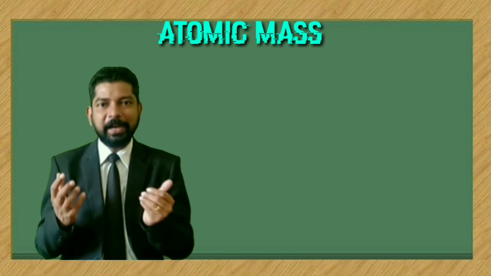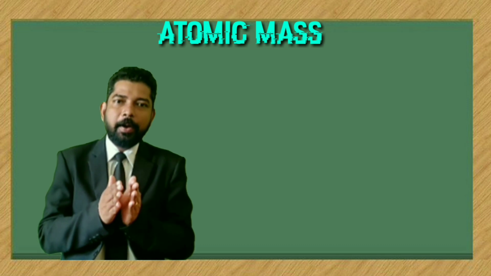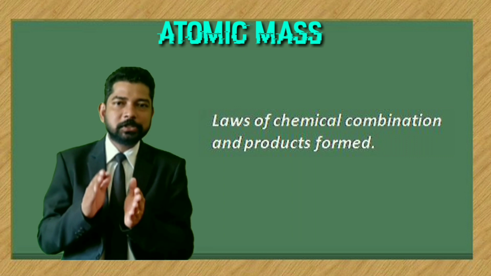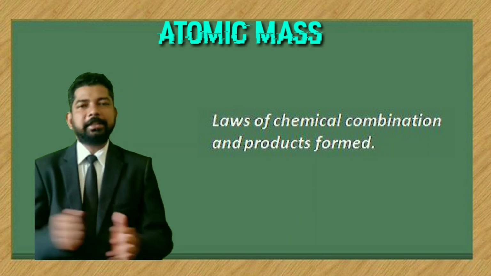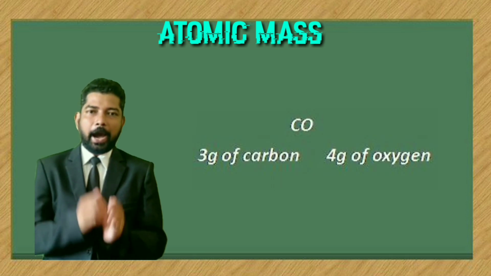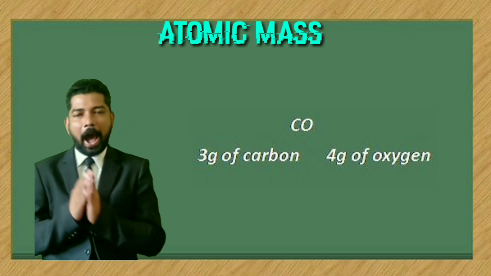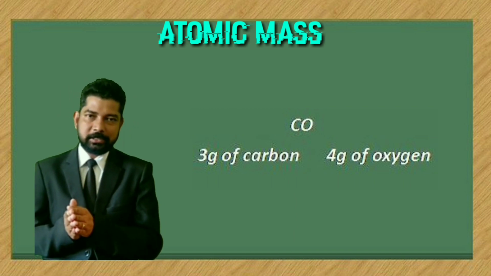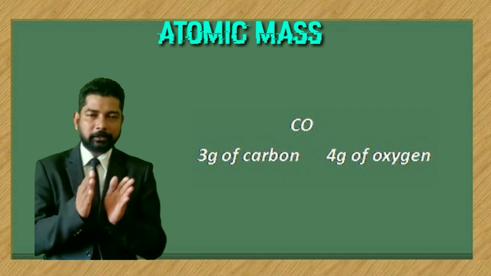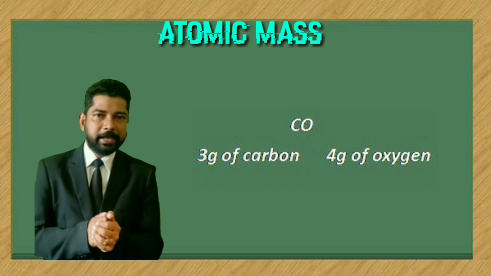So as it is a difficult task, we can determine the mass of the atom by using laws of chemical combinations and the compounds formed. Let's take the example of carbon monoxide. Carbon monoxide is formed by combining 3 grams of carbon and 4 grams of oxygen. Experimentally, it has been proved that 3 grams of carbon combines with 4 grams of oxygen and carbon monoxide is formed.